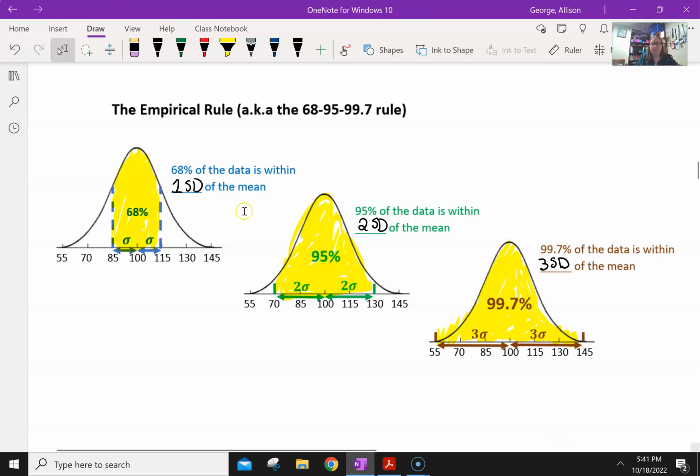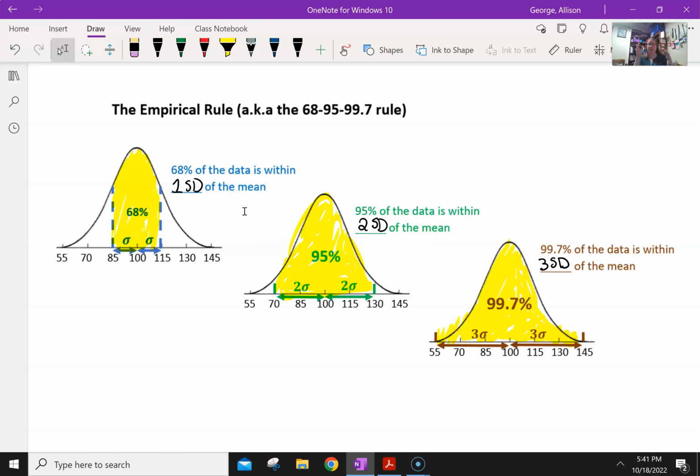All right, so what the empirical rule is, a lot of times people don't call it by that name. They just call it the 68, 95, 99.7 rule. So what those numbers mean is that 68% of the data is within one standard deviation of the mean. So the mean's in the middle. One standard deviation on either side contains 68% of the data, which is a lot, over half.